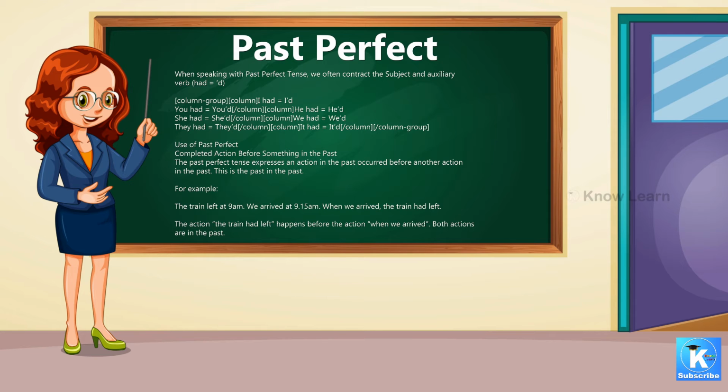For example, the train left at 9 a.m. We arrived at 9:15 a.m. When we arrived, the train had left. The action the train had left happened before the action when we arrived. Both actions are in the past. Look at more examples.